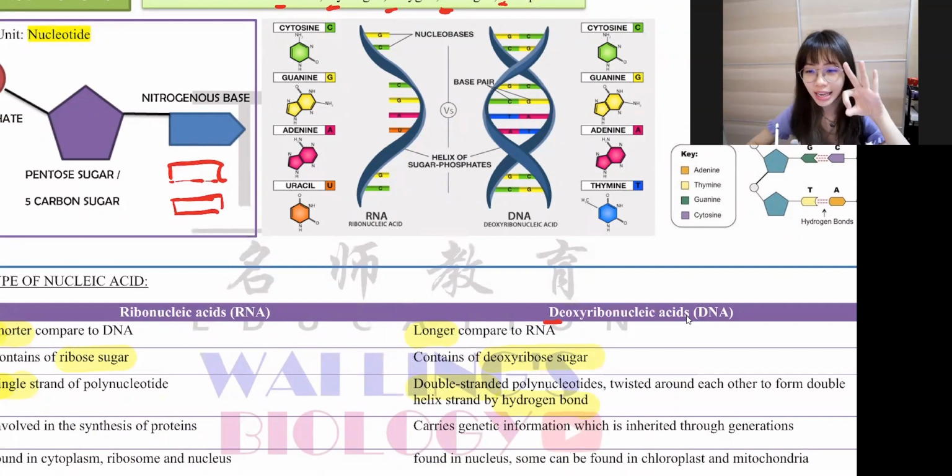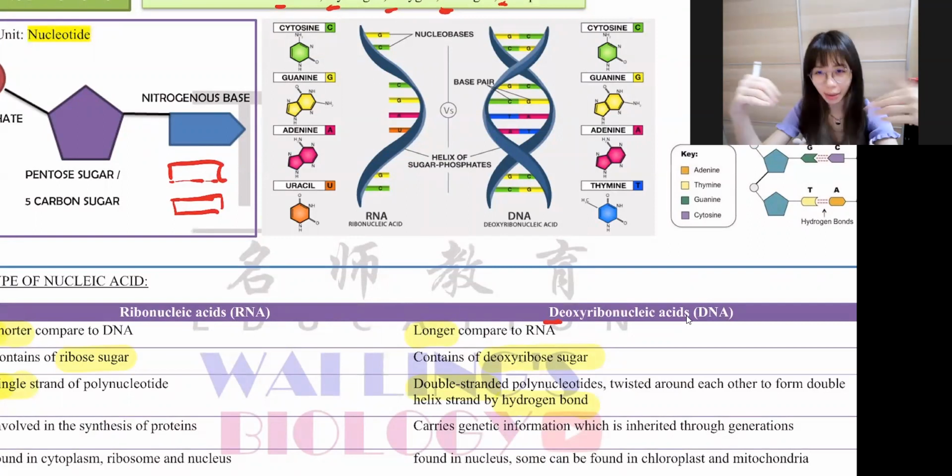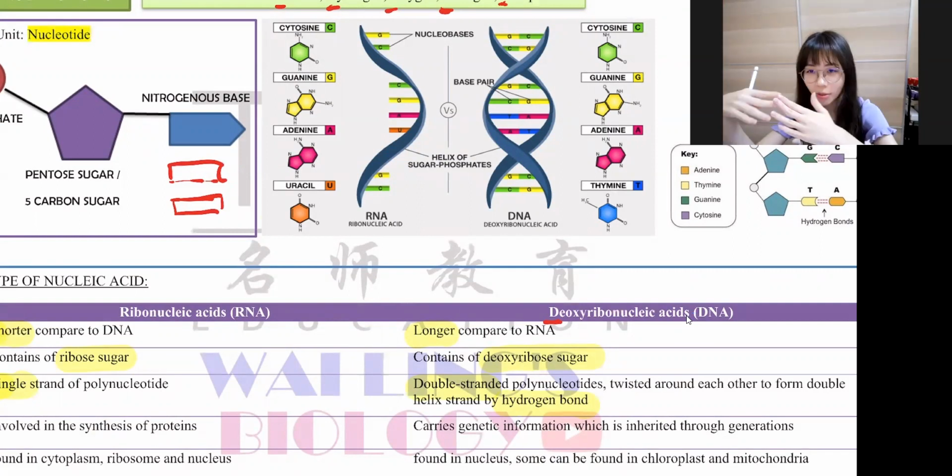Okay, so these are the three structural differences. Number one is the size. Which one is longer, which one is shorter? When the name is longer, it means the structure is also longer. Second, the sugar. If it's deoxyribose sugar, it means they are under deoxyribonucleic acid. Third one is the shape. If it's ribonucleic acid, it's single, forever alone. If it's deoxyribonucleic acid, it means double. Double means they have a pair. If they want to have a pair, they must have a bond called hydrogen bond.